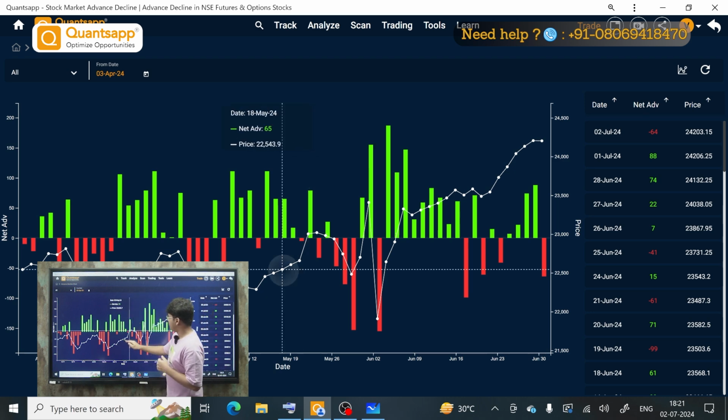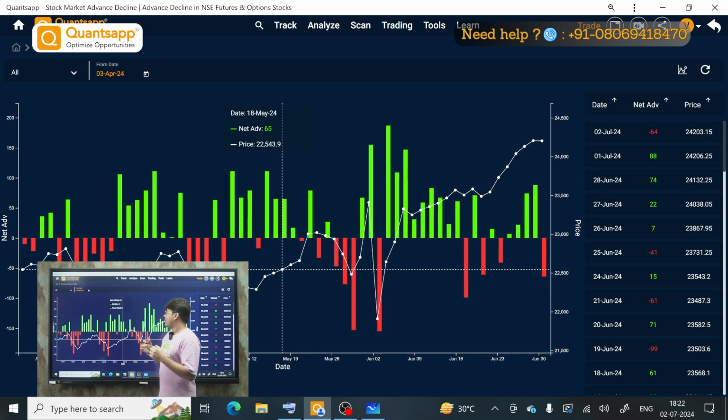So if I put my cursor here, 18th of May, I can see net advance is 65, Nifty's price is 22,543. Now what does this mean? Date is pretty much self-explanatory. Net advance is the number that we discussed. On the date of 18th of May 2024, net advance was 65. That means overall market is on a positive side.